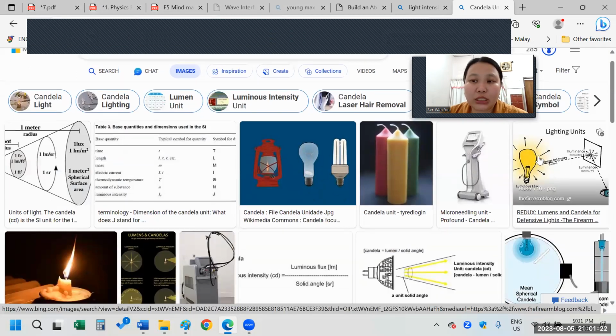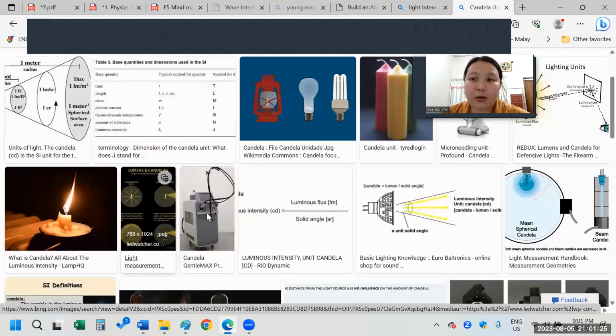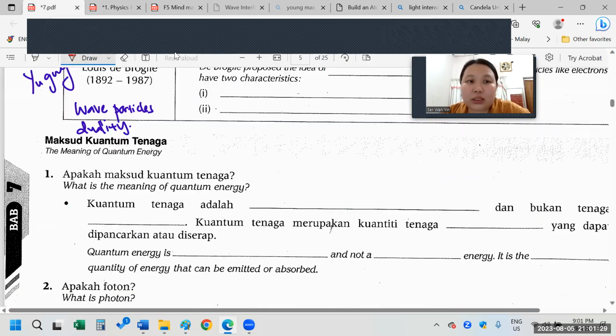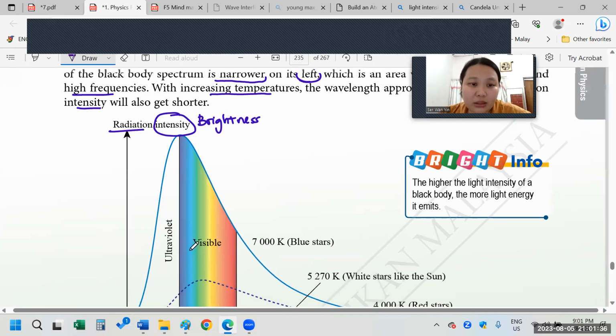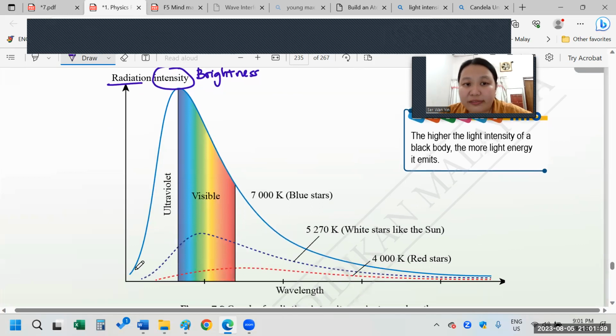Okay, so it's luminous intensity. How bright is it? So the radiation intensity is high on the left, here, and the ultraviolet ray here is the highest. Here is the red, here is infrared, here is violet, here is ultraviolet. So you can see ultraviolet ray will give out the highest radiation intensity.